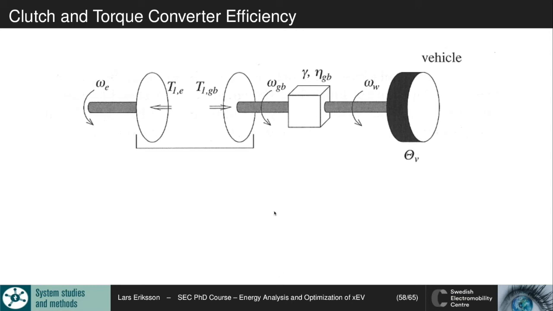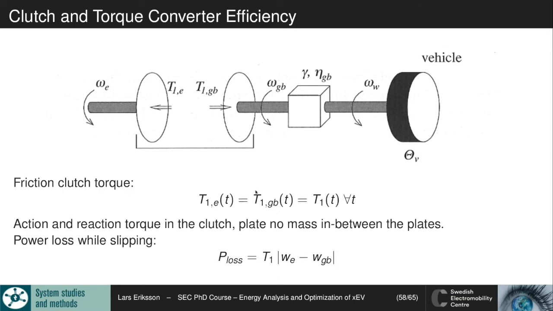For these we do the modeling in the way that when we have clutch plates and the clutch plates are touching, we have the same torque on both sides. So we have one action torque and a reaction torque. We cannot do any magical things, but these need to be the same. And that is the transmitted torque in the clutch.